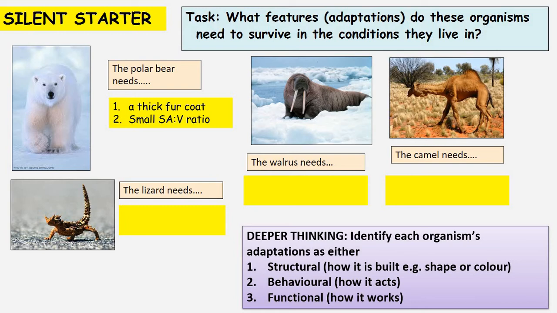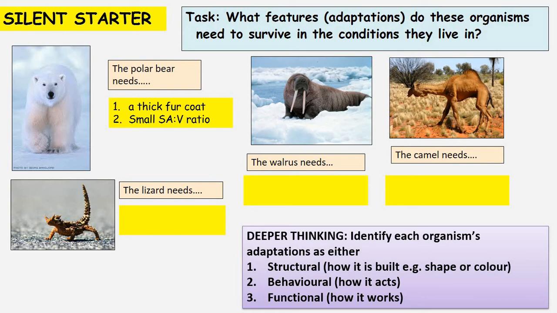Okay, so having a small surface area to volume ratio reduces heat loss. Of course, animals lose heat through their skin, and if you have a smaller surface area to volume ratio, you can reduce that heat loss. Smaller surface area, less heat loss.